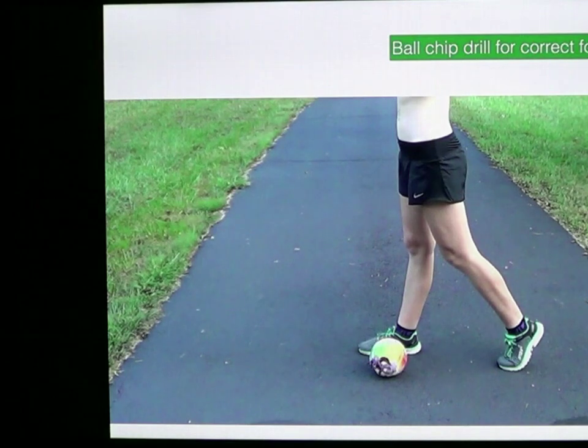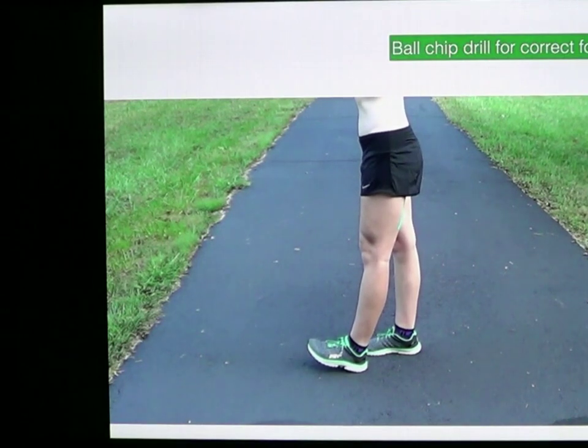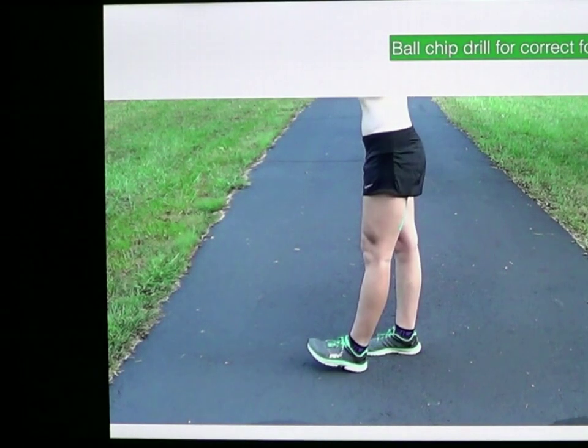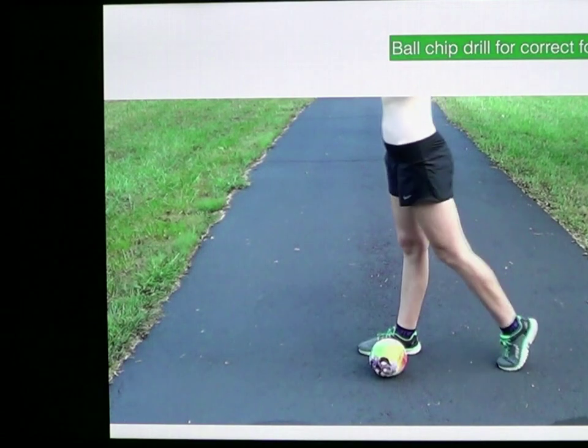We teach the correct return of the foot to the landing position with a chip drill. We place a small ball beside the supporting foot. The athlete is instructed to chip the ball and to then keep the heel on the floor without the knee going up in front of the body. So they chip the ball and the heel stops on the floor with the toe up.